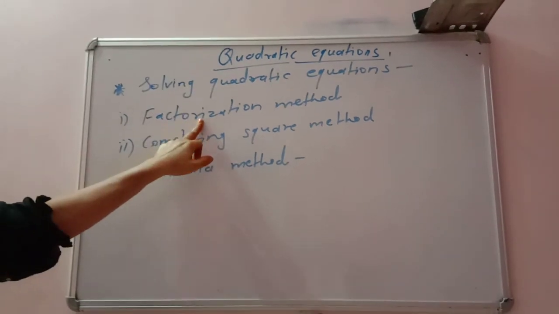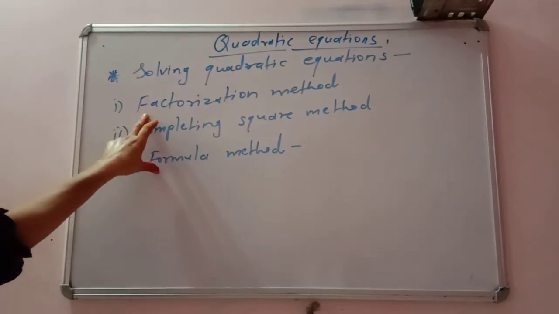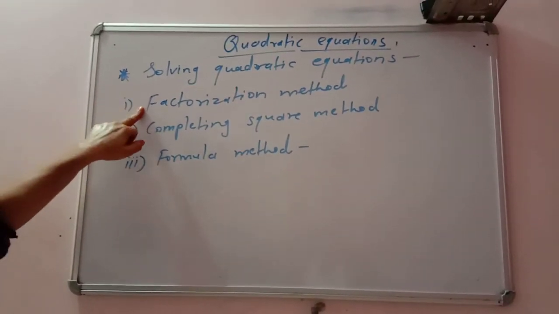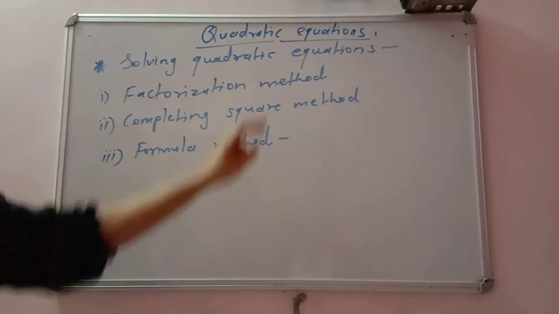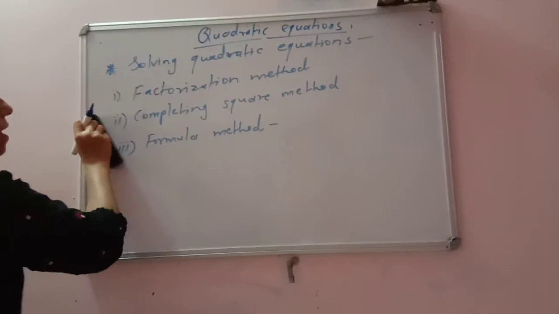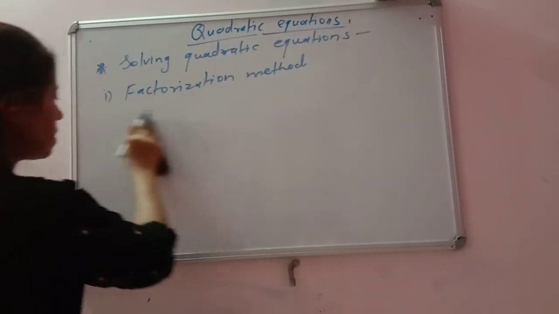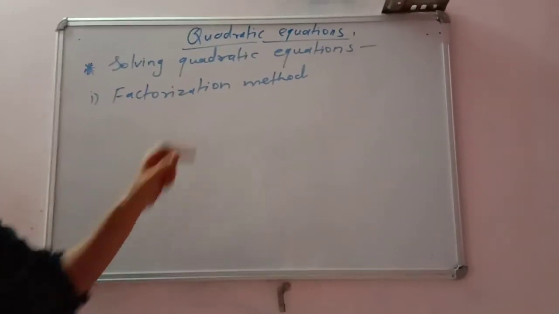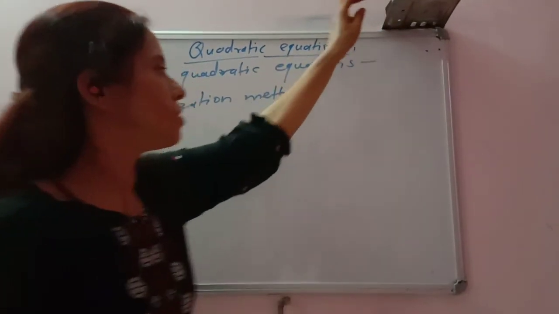Now we will see these two methods later on. First we will study the factorization method. You have already studied how to factorize a quadratic polynomial last year, and that's why in this standard this is only a revision, that is, the factorization method.